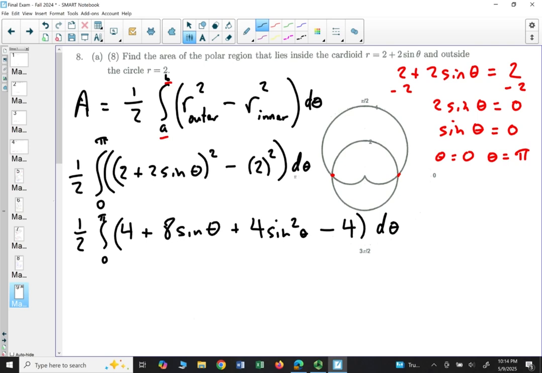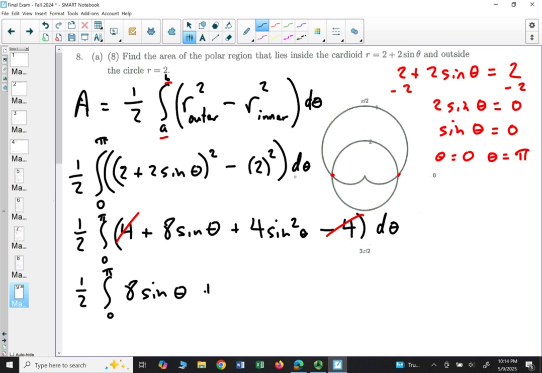Okay, so we have the 4 and then we have the minus 4. They will cancel each other out. So we have the 1/2 integral from 0 to pi of 8 sine theta plus 4 sine squared theta.